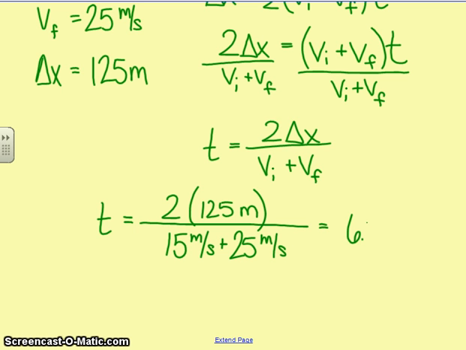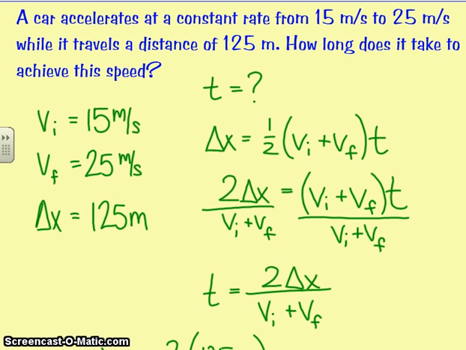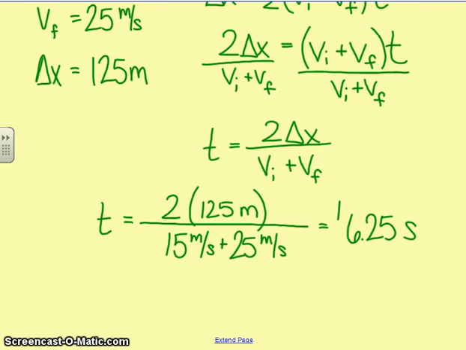You should get an answer of 6.25 seconds. Is that reasonable? Is it reasonable to go from 15 meters per second to 25 meters per second in that amount of time? Well, 15 meters per second is approximately 30 miles per hour. 25 meters per second is approximately 50 miles per hour. So going from 30 to 50 in 6 seconds is very reasonable. Once I check for reasonability, I can box my answer and know that I'm finished.